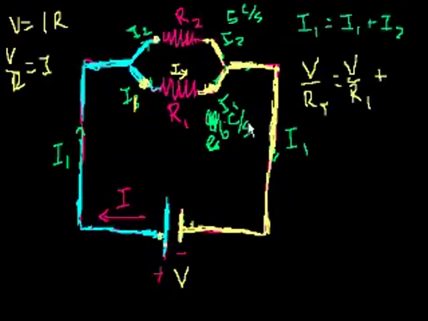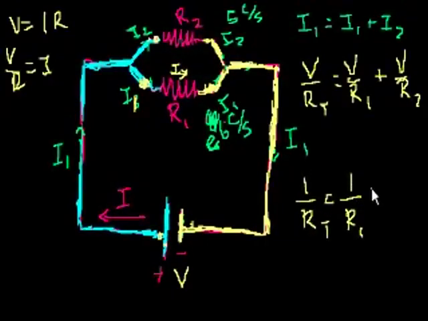And the same logic. What is I2? I2 is this current. What is the voltage across this device? Well, that's just V again, right? It's the same thing as the voltage across this device. So it's V over R2 by Ohm's law. Well, all these V's are the same, so we can divide both sides of that equation by V, and we get 1 over the total resistance is equal to 1 over R1 plus 1 over R2.